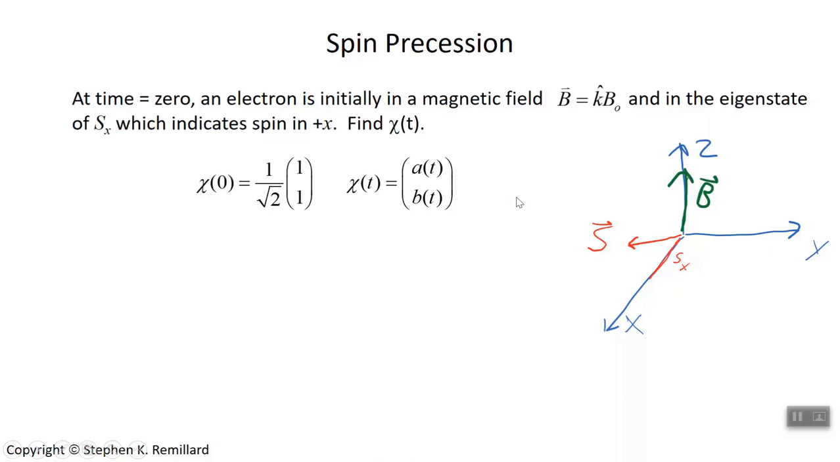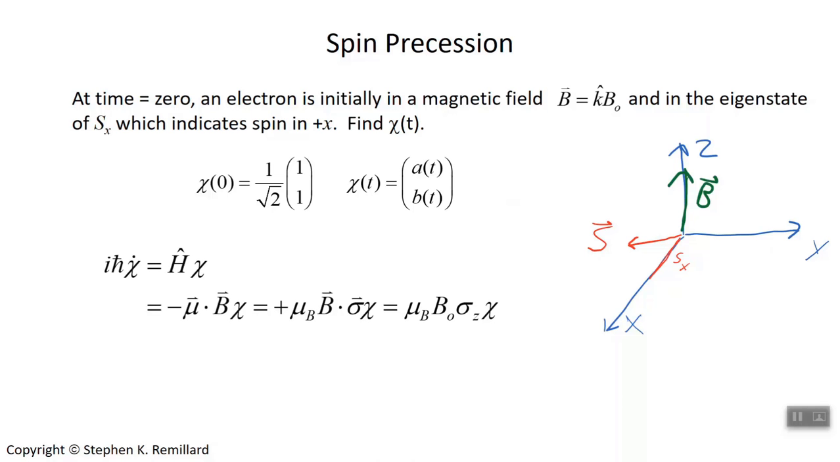To do that, you use the time-dependent Schrodinger equation. So i h bar d by dt of the state chi is the Hamiltonian times chi. And when a magnetic dipole moment is placed in a magnetic field, the Hamiltonian is that potential energy. So that's what we use for the Hamiltonian, and we operate with that on the spinor. Now I can replace the magnetic dipole moment mu with the Bohr Magneton times the Pauli spin operator.